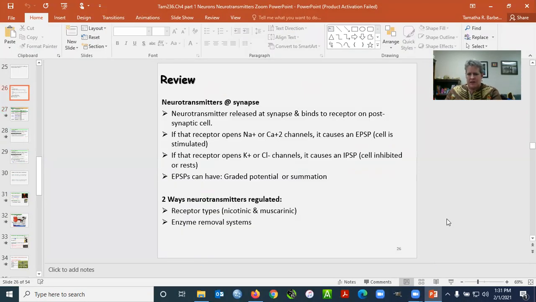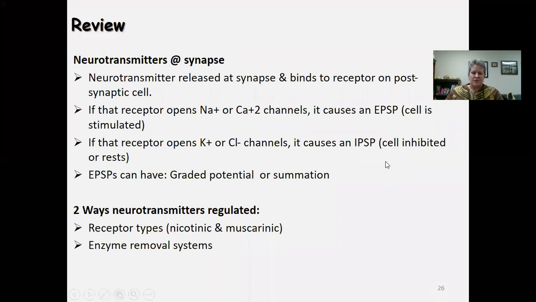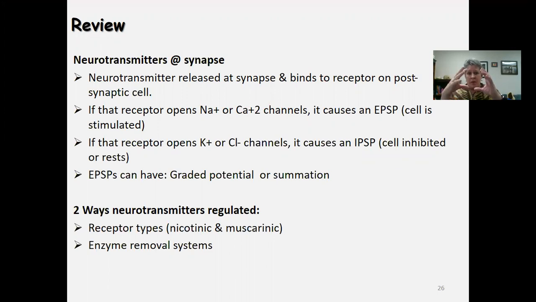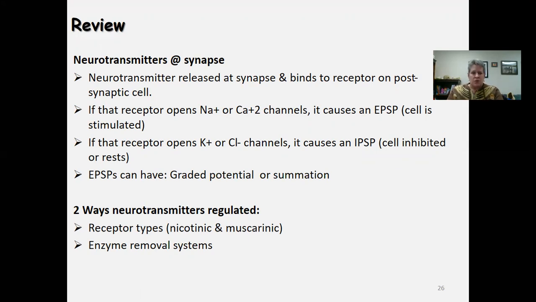Okay, so we left off here. Last video was about how neurotransmitters bind to a receptor. They open up an ion channel, and if that ion channel is sodium or calcium, that will always stimulate a cell. If it opens up a potassium or a chloride ion channel, that will inhibit or cause a cell to rest. We also talked about cell stimulation, called an excitatory postsynaptic potential, EPSP for short, and how that could be a graded potential or show summation.